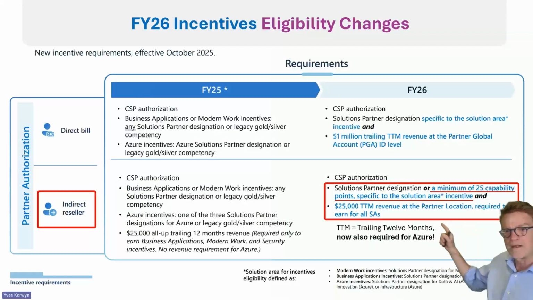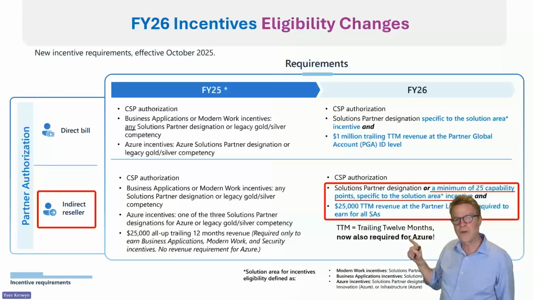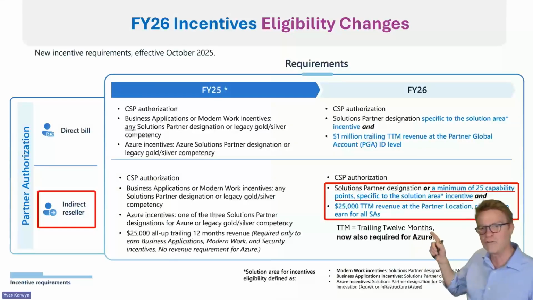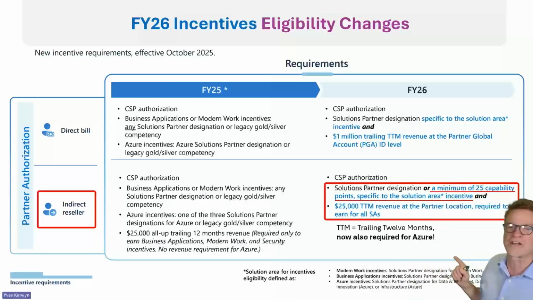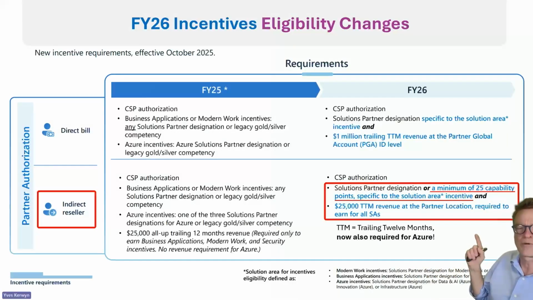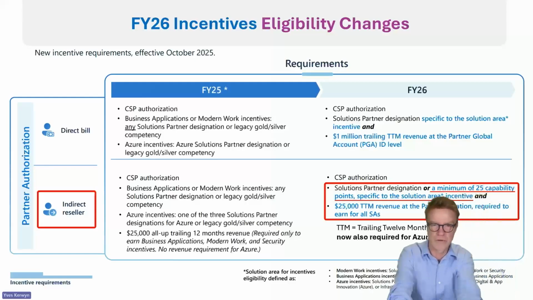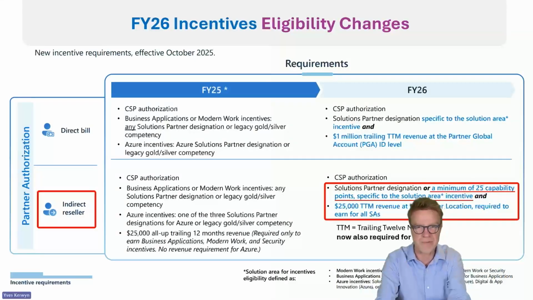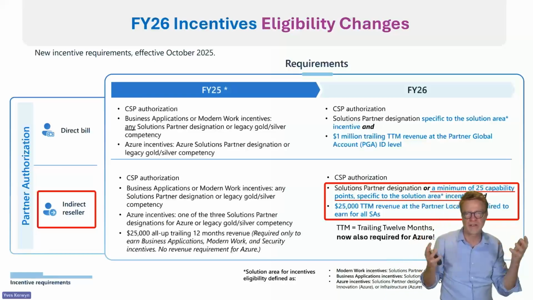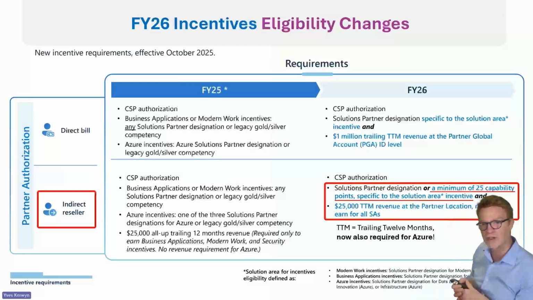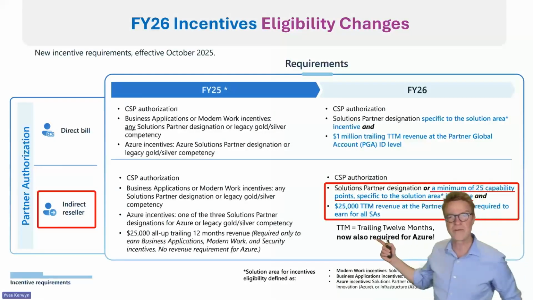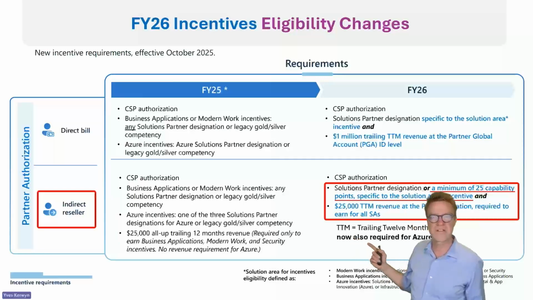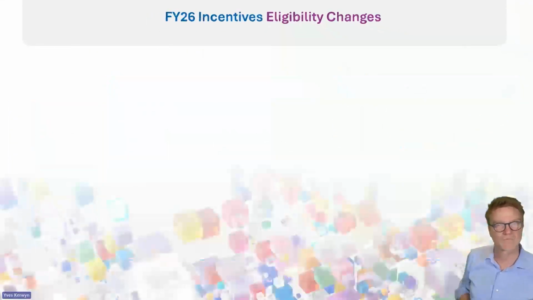And for the rest, you need to have a 12-month trailing revenue of $25,000 in Azure. And that is important. So Microsoft looks back at you, sees you are a hoster, and through CSP, you have been generating $25,000, and then you become eligible for the story that I'm about to tell you. Previously, in 25, this didn't apply for Azure. That's what I put here. Good. Okay. Let me explain.